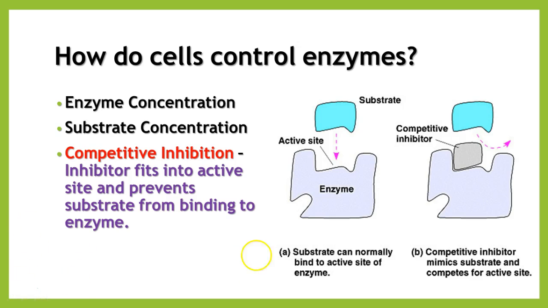In competitive inhibition, you've got an inhibitor that fits into part of the active site but blocks the substrate from attaching there. Since it kind of looks similar to the substrate, the enzyme doesn't really care what it is as long as it fits in place. And if it prevents the substrate from attaching, then the substrate cannot be broken down or built up. And so it basically competes for the active site with the substrate, which makes it a competitive inhibitor.